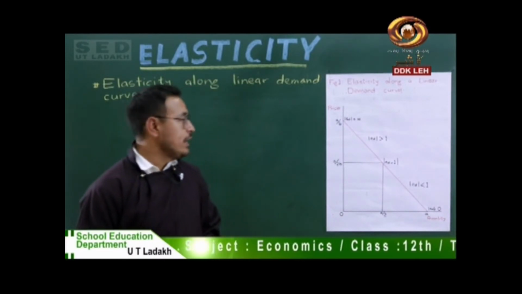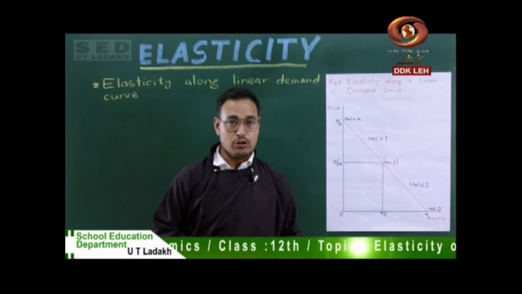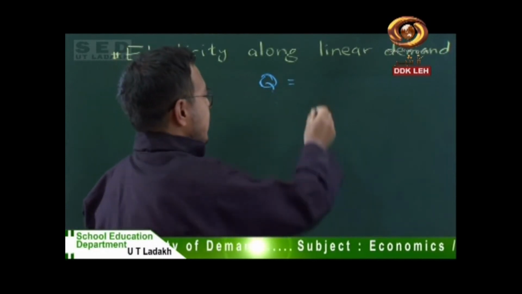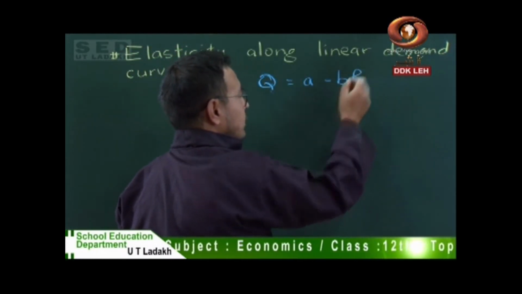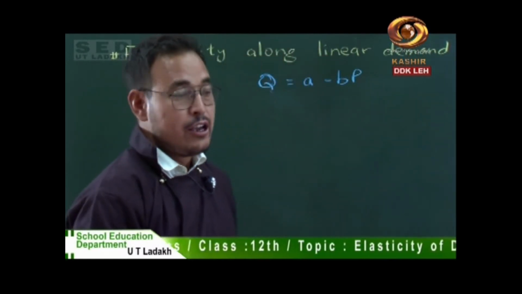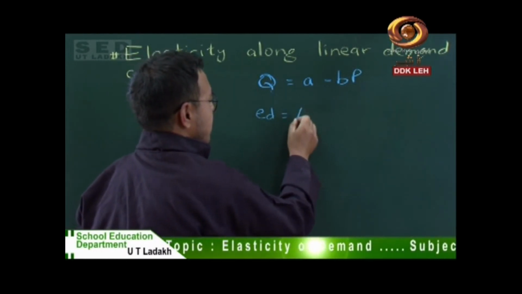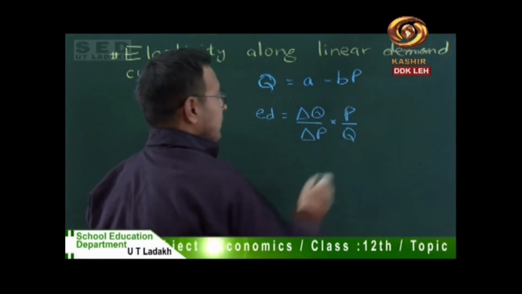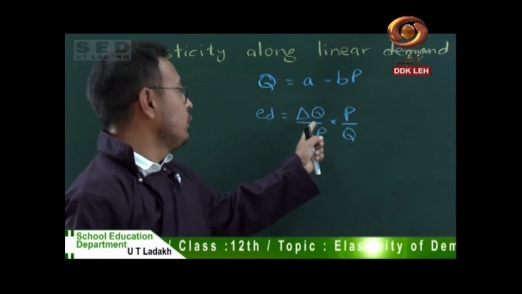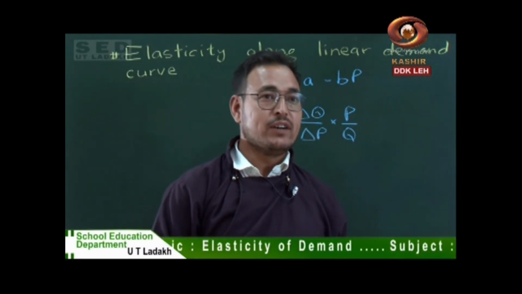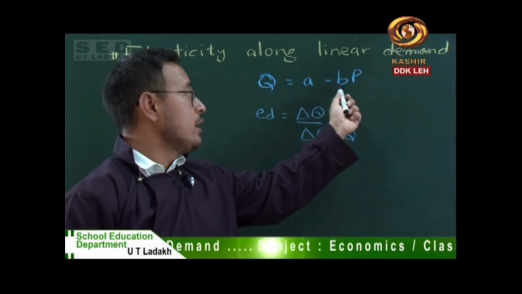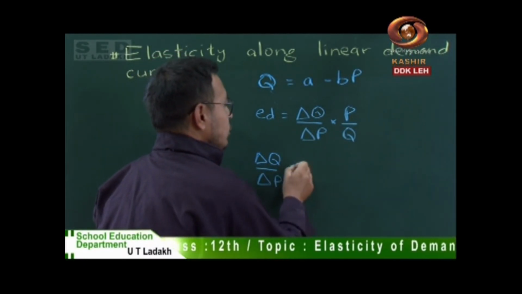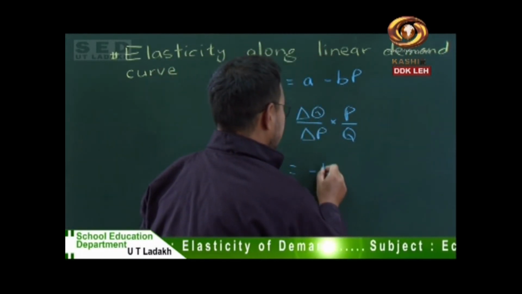Now what is your linear demand curve? This one is your linear demand curve, which has a constant slope. If I write the equation for a linear demand curve, then your Q, which is your quantity, is A minus BP. Now here we want to see what the elasticity is. So we know that elasticity of demand is delta Q divided by delta P into P divided by Q. Now what is your Q? Q is this. Now we need to find delta Q divided by delta P, which is the first derivative of Q. Here we find that it is minus B, which is also the slope of this particular curve.